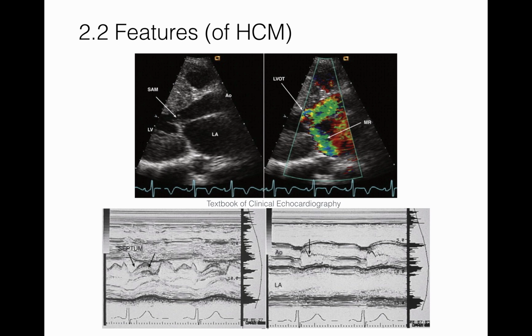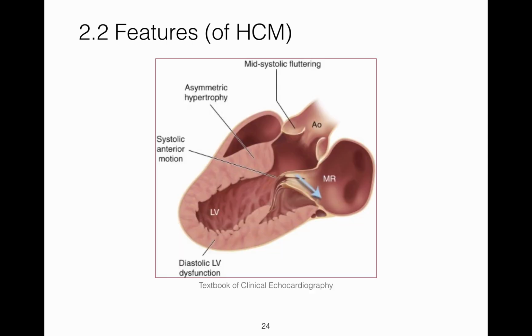The 2D image at the top of this slide from a patient with dynamic outflow tract obstruction shows systolic anterior motion of the anterior mitral leaflet in mid to late systole. The colour image shows the consequent turbulent flow in the LVOT as well as eccentric mitral regurgitation. The M-mode image at the bottom also shows SAM as well as mid-systolic closure of the aortic valve leaflets, which can also occur in dynamic outflow tract obstruction. This slide, which is from the textbook, simply illustrates some of the features I've mentioned that are typical in hypertrophic cardiomyopathy.